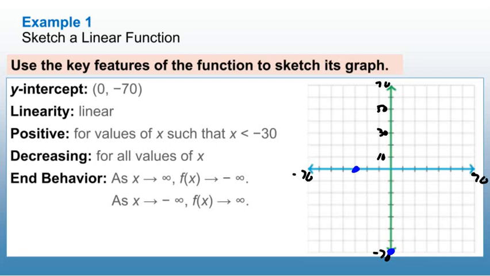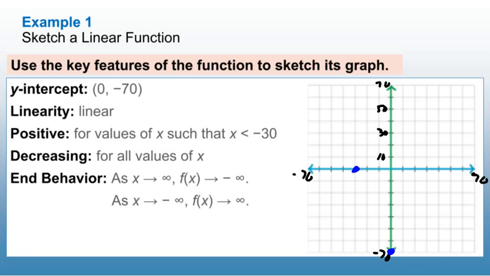it'd be a negative. So it's decreasing for all values of x, which just means as I go from left to right, my line is going down. So for this example, we're going to have actually a negative slope. And then if we look at their end behavior, as x approaches positive infinity, when I go to the right on the x-axis, my line is pointing downward. And as I go to the left on the x-axis, my y is going up, or my y is increasing.